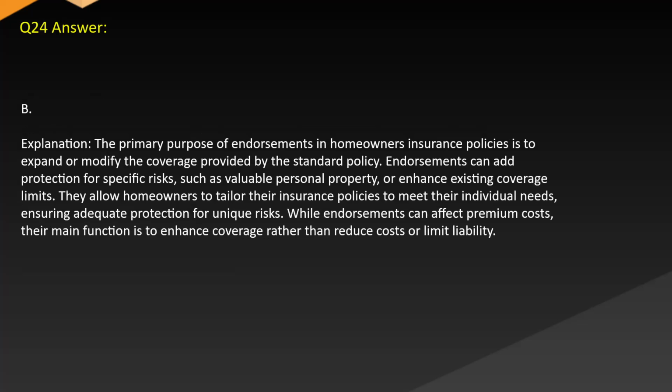Answer: B. Explanation: The primary purpose of endorsements in homeowners insurance policies is to expand or modify the coverage provided by the standard policy. Endorsements can add protection for specific risks, such as valuable personal property, or enhance existing coverage limits. They allow homeowners to tailor their insurance policies to meet their individual needs, ensuring adequate protection for unique risks. While endorsements can affect premium costs, their main function is to enhance coverage rather than reduce costs or limit liability.